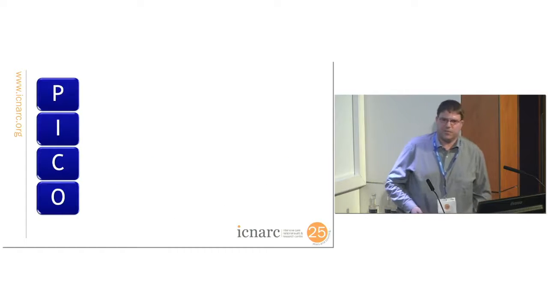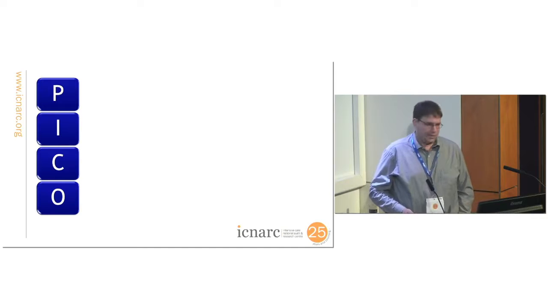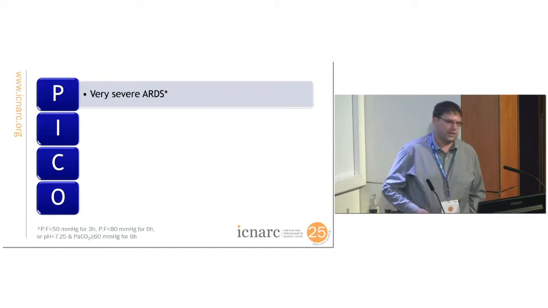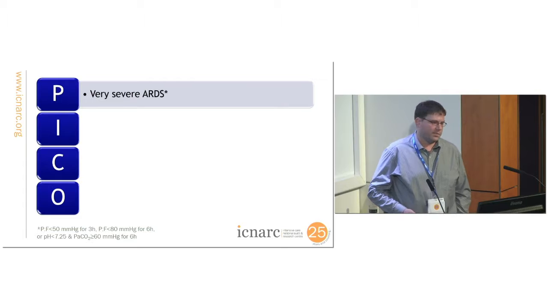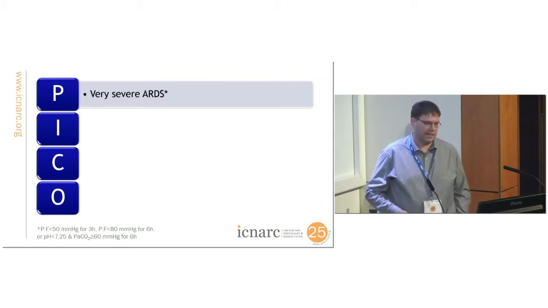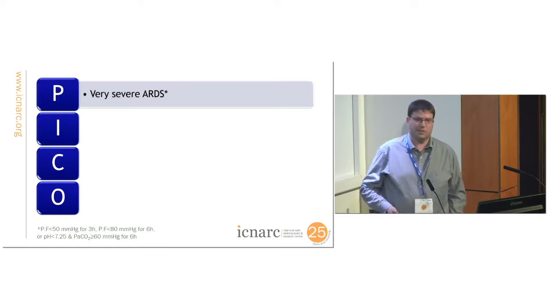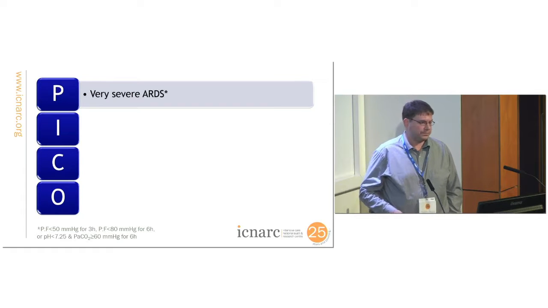But starting off with a brief overview reminder of the Aeolia Trial. So the population was patients with very severe ARDS, so a PF ratio less than 50 millimeters of mercury for 3 hours, or less than 80 millimeters of mercury for 6 hours, or a pH less than 7.25 with a PCO2 of at least 60 millimeters of mercury for 6 hours, and they had to have had no more than 7 days of mechanical ventilation.